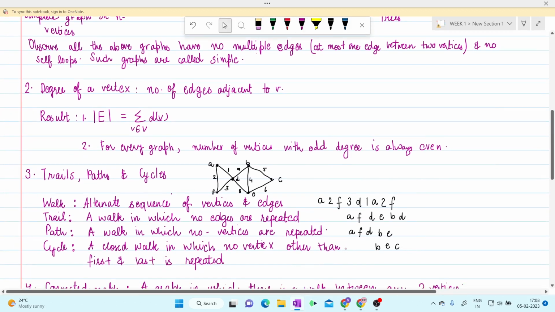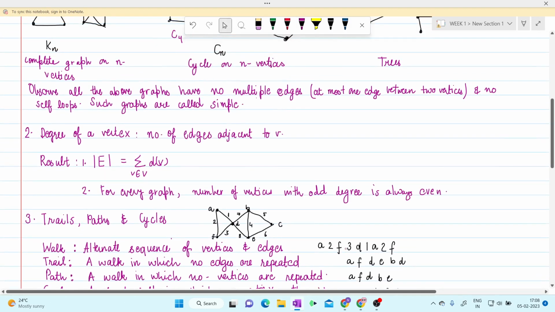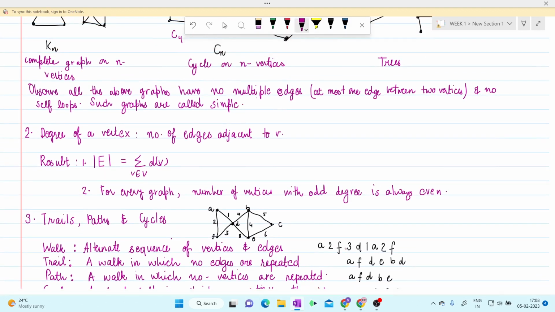Now, I think it should be twice the edges. Yes, thank you, this is right. It should be twice the edges, because each edge is contributing 2 to the degrees. So it is twice the edges. Thank you for pointing it out.